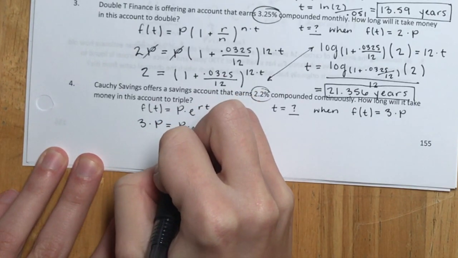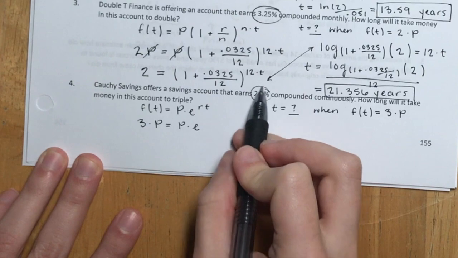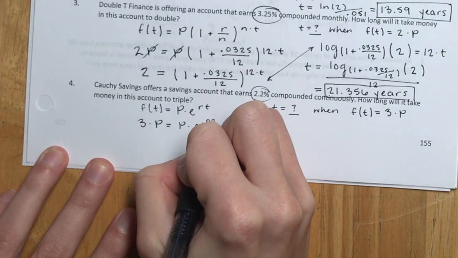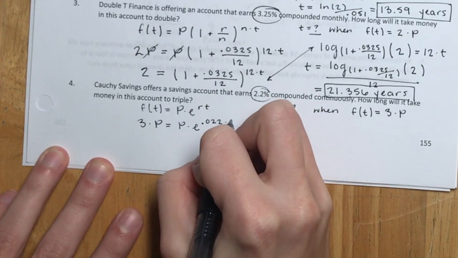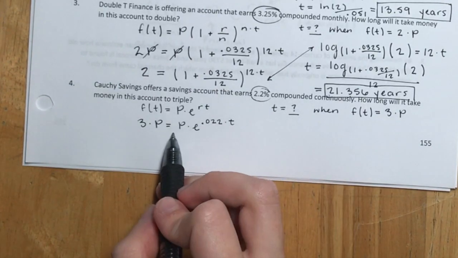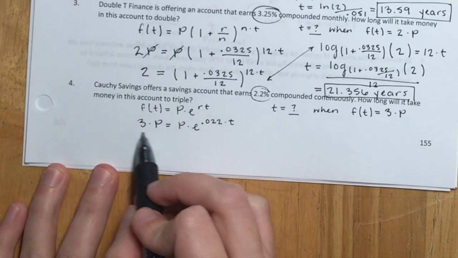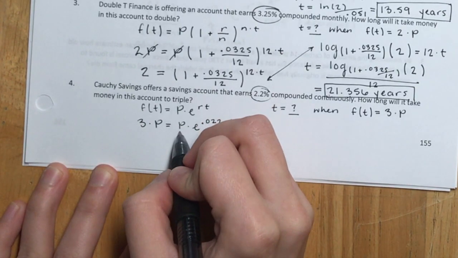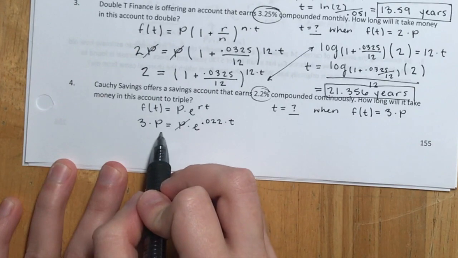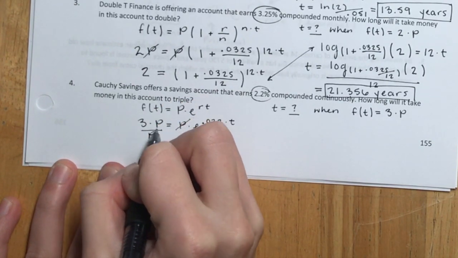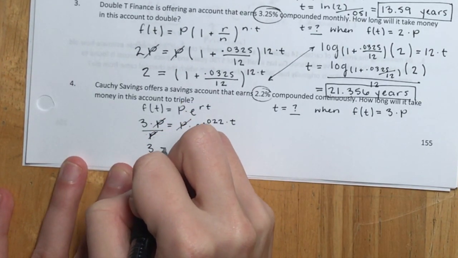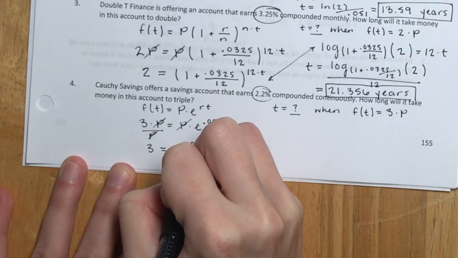t. P times e to the r we said was this 2.2%, so we put that in decimal form. So 0.022 times t. Okay, so we want to isolate this exponential, so we can divide by P over here. But when we divide by P on both sides, this P goes away, right? That's why we're dividing, is to get rid of this guy. But when we divide over here as well, these guys cancel. We're left with 3 equals e to the 0.022t.